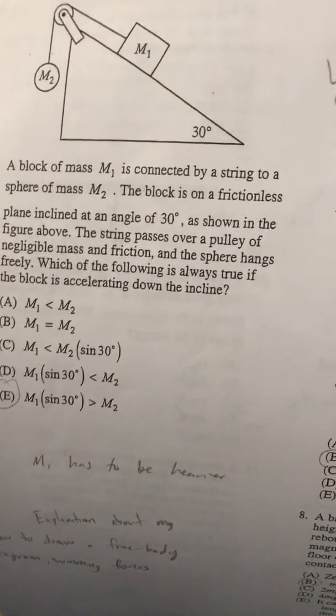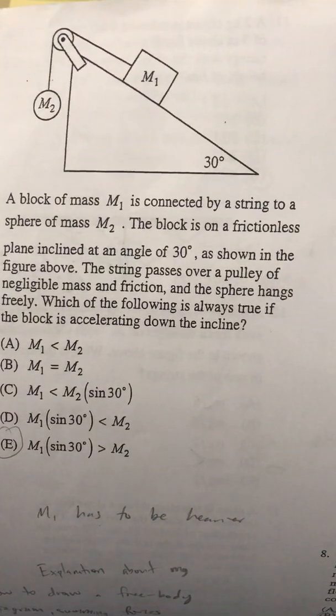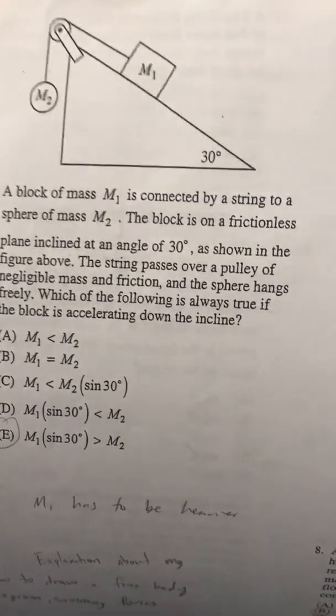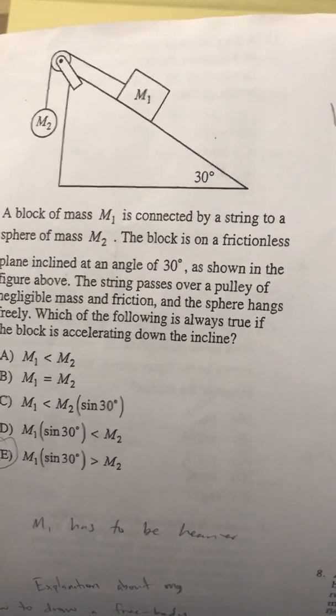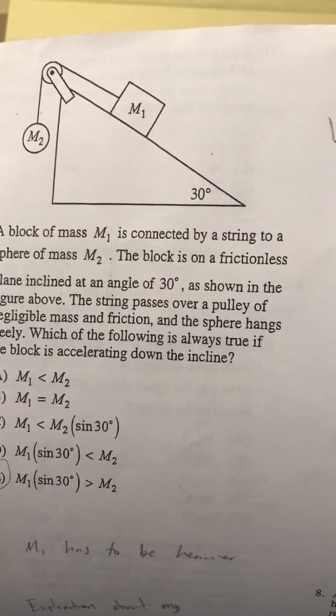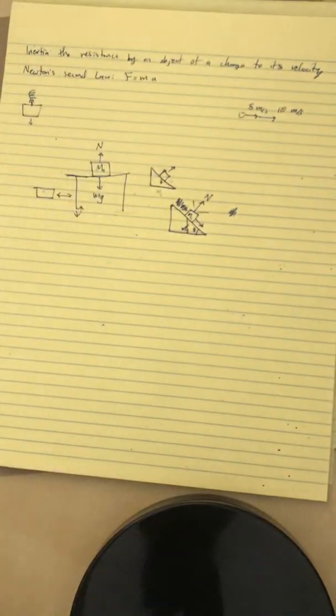So the example problem is: a block of mass m1 is connected by a string to a sphere of mass m2. The block is on a frictionless plane inclined at an angle of 30 degrees. As shown in the figure above, the string passes over a pulley of negligible mass and friction, and the sphere hangs freely. Which of the following is always true if the block is accelerating down the incline? So we can draw this.